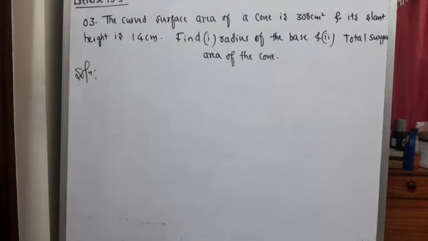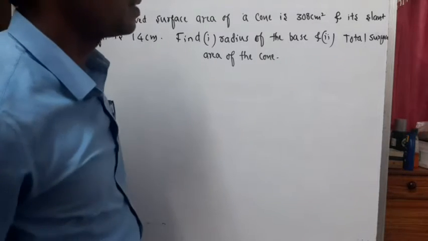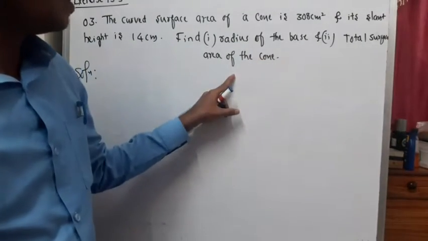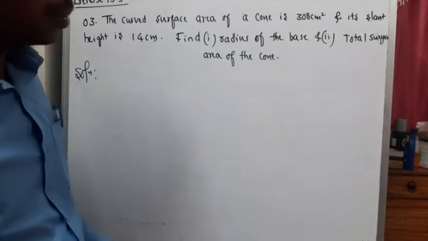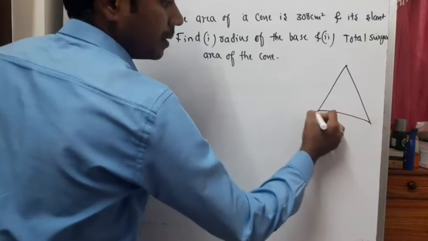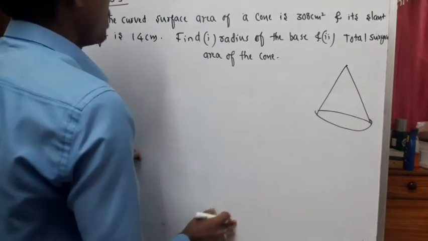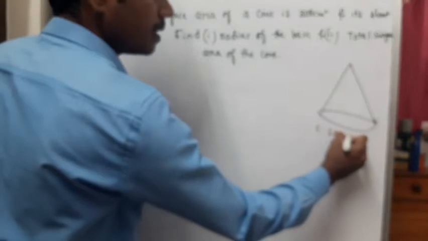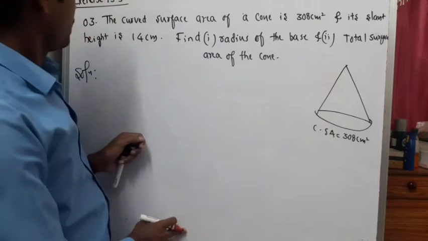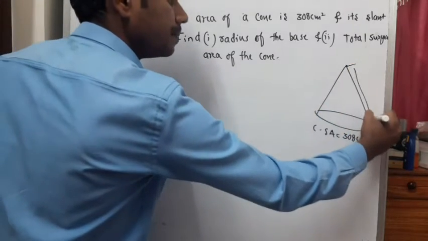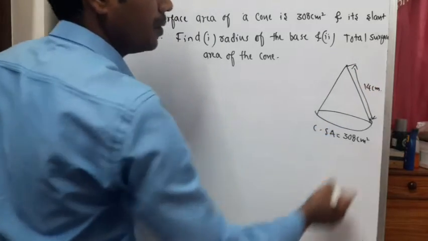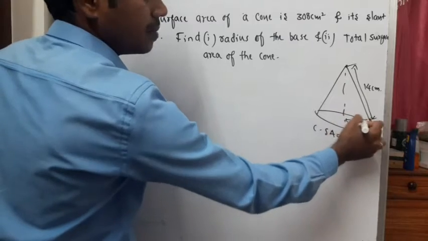So third question: the curved surface area of a cone is 308 centimeter square and its slant height is 14 centimeter. Find the radius of the base. Second one, total surface area of the cone. See, there is a cone and they have given its curved surface area, that is CSA is equal to 308 centimeter square, and even they have given slant height, that is 14 centimeter. What we need to do? We need to find the base radius.